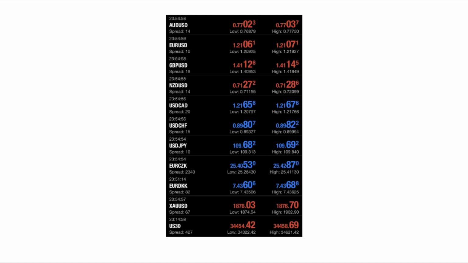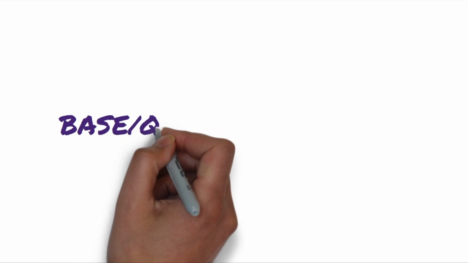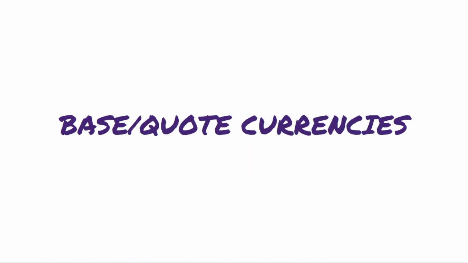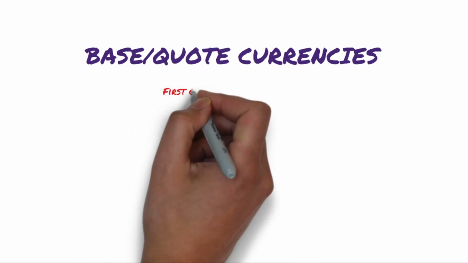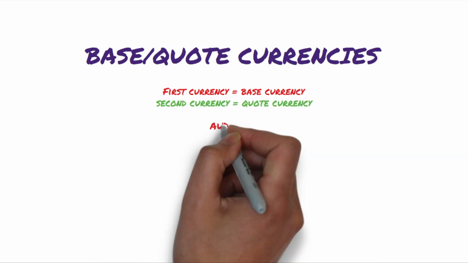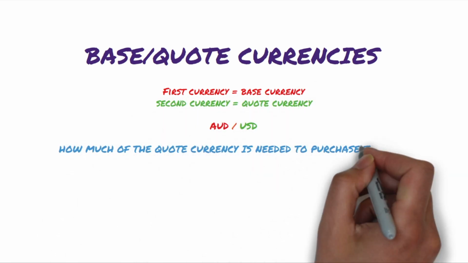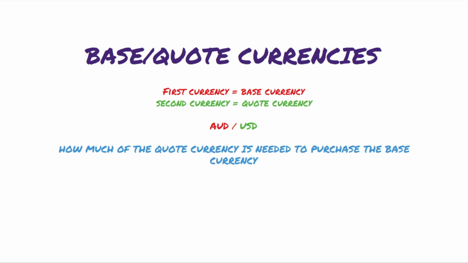The next terms on our list are base and quote currencies. The first currency in a pair is known as the base currency, and the second currency is known as the quote currency. The base currency represents how much of the quote currency is required to purchase 1 unit of the base currency. We will use AUD USD as an example. If the exchange rate for AUD USD is 0.76, then that means to purchase 1 Australian dollar, we need 76 US cents.